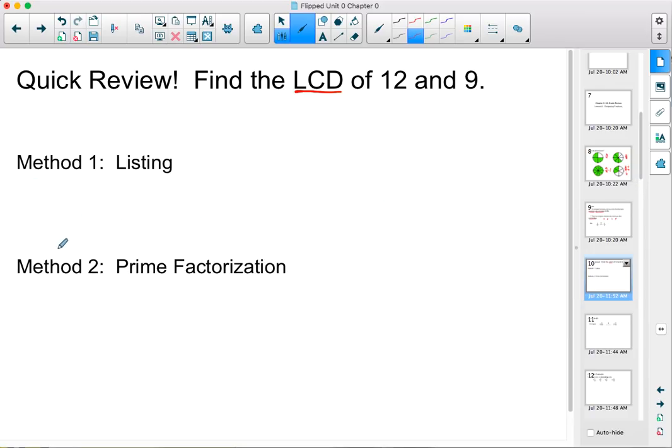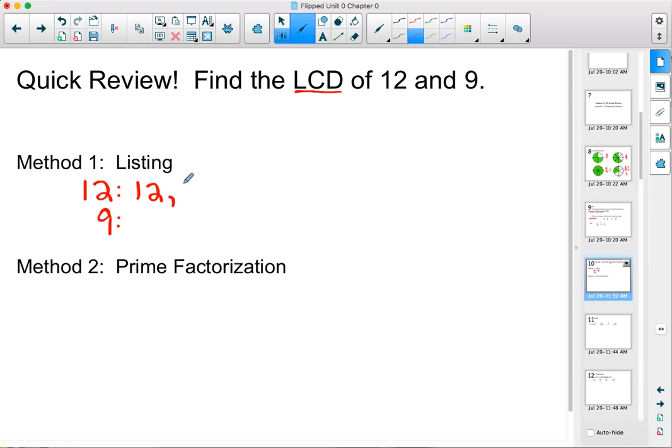So there are 2 methods in doing this. The first method is the listing method. The second is the prime factorization method. Both are excellent. Prime factorization works a little better when you've got really, really big numbers. Listing works better when you have small numbers, so you can kind of use these interchangeably. The listing method is when we start off by listing multiples of our 2 denominators. Now, to find a multiple, remember we take our number and we multiply by 1.